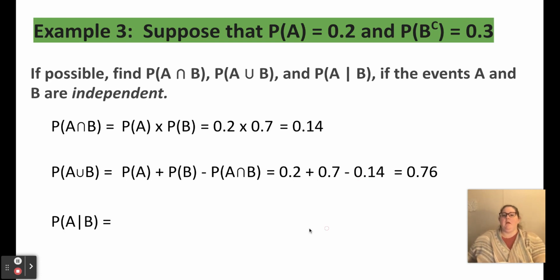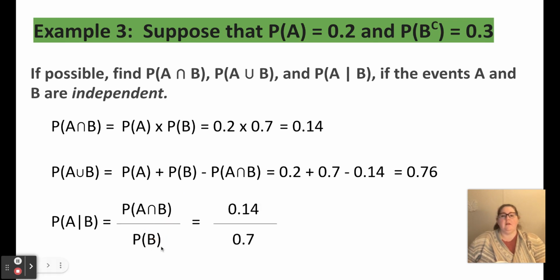Got it. Probability of A given B, we have a formula for that. Probability of A given B on our formula chart says probability of A and B divided by probability of B. We know both of those things, so I'm just going to plug them in. 0.14 divided by 0.7, which is 0.2.